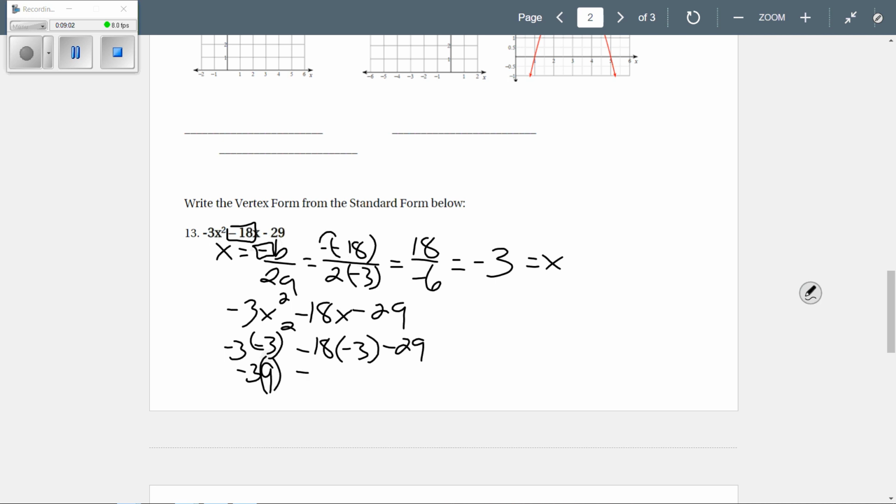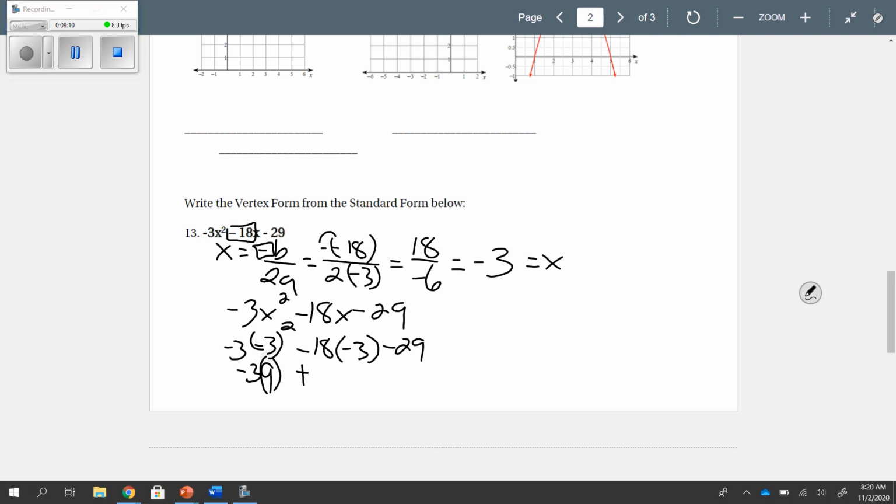Minus, so negative 18 times 3. Negative 18 times a negative 3 is a positive 54. All right. Negative 3 times 9 is a negative 27. Okay. So negative 27 plus 54 minus 29. When you combine all those, negative 27 plus 54 minus 29 equals negative 2. Make sure you do that in the calculator just to check. But that equals y. So now we put it all together.